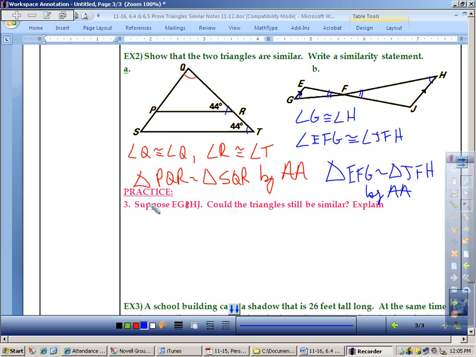Now the practice here says if EG was not parallel to HJ, so if these 2 were not known to be parallel, could the 2 triangles still be similar? All we would know at that point then is that we have congruent vertical angles. If these lines are not parallel, then I do not know, or I'm not able to prove, that these are alternate interior or that they have any relationship to one another. So on this, I would say no.